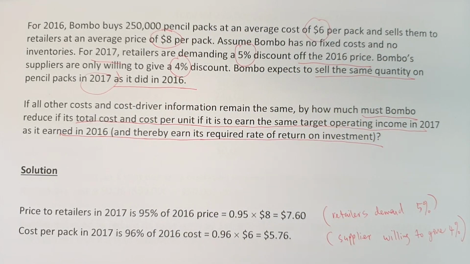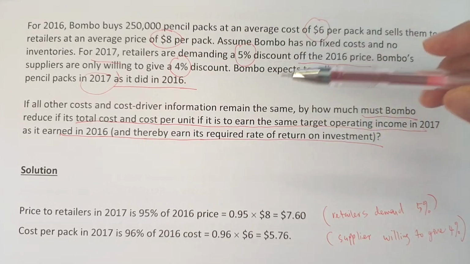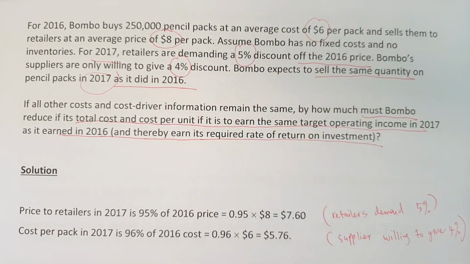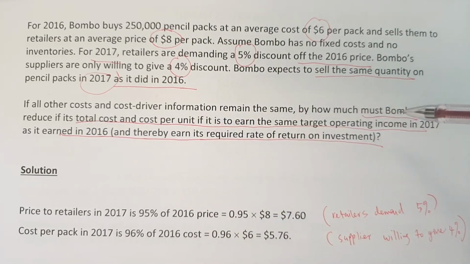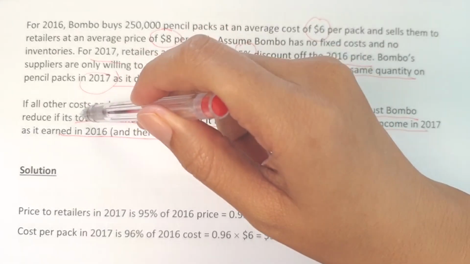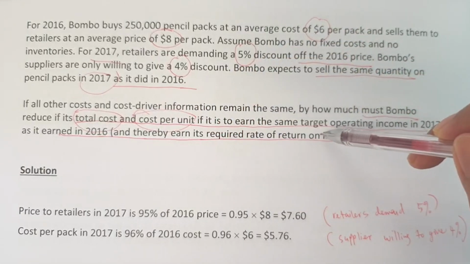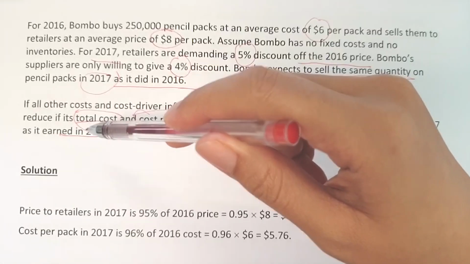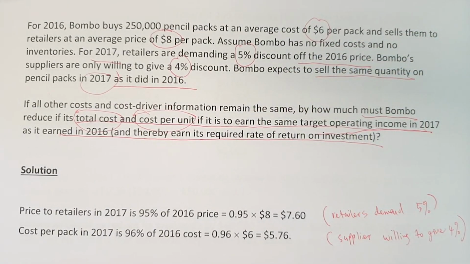So it means that once Bombo wants to sell, the customers are demanding a 5% discount, but at the same time, suppliers are only willing to give a 4% discount to Bombo. If all other cost and cost driver information remain the same, by how much must Bombo reduce its total cost and cost per unit if it is to earn the same target operating income in 2017 as it earned in 2016, and thereby earn its required rate of return on investment?